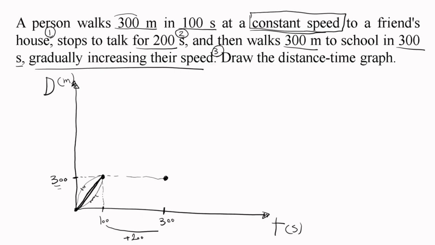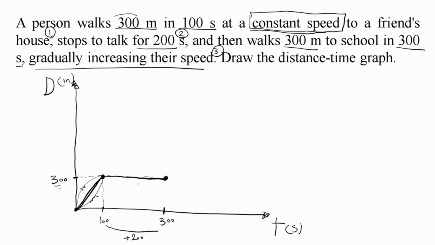What is the initial point of the second part? This is the ending point of the first part. Now I must connect these 2 points, and you definitely know from the video that I told you, when someone stops or speed is 0, we have a horizontal line. And it is clear here, right?